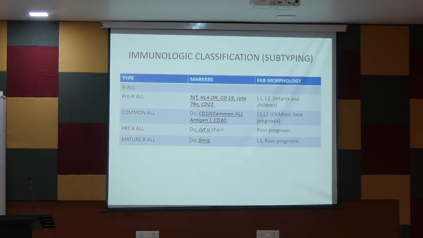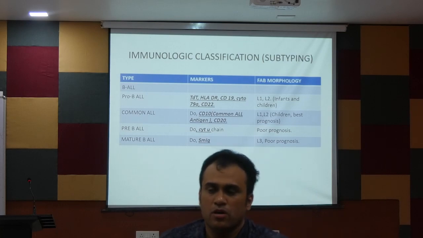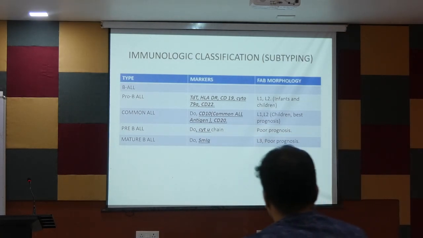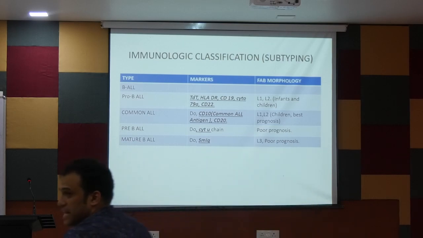In immunology, I have just subdivided the B-ALL, which is important. So don't look into the markers right now. Markers will be explained later, and these are the same markers which I taught you in the last class. B-ALL is again classified into pro-B-ALL, which correlates with L1, L2 morphology in FAB, then common ALL, because that has CD10, which is also called common antigen.